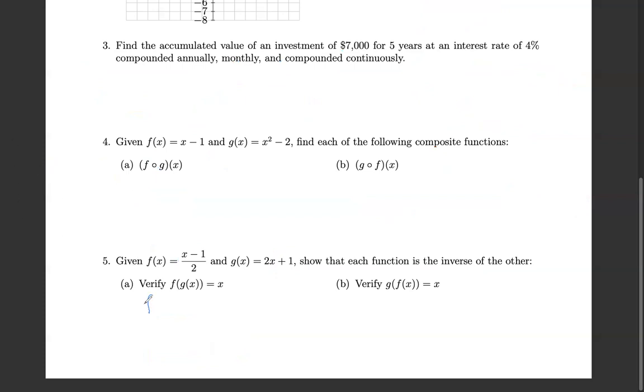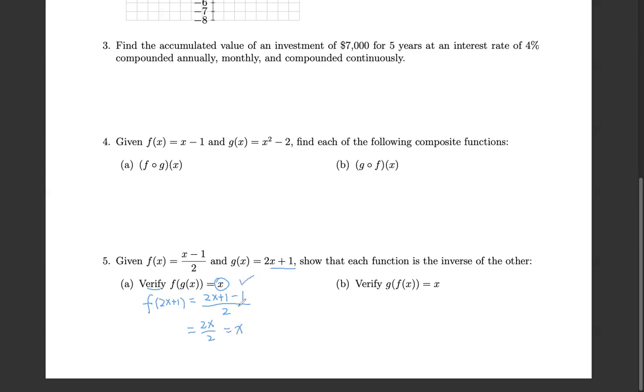So let's do f of g, right? g is 2x plus 1. So let's say it breaks it down: 2x plus 1, and we want to verify if this equals x. So f takes g, then the function is defined as input, subtract 1, divided by 2. So our input is 2x plus 1. Input, subtract 1, divided by 2. 1 minus 1 is 0. We have 2x divided by 2. 2x divided by 2, indeed, equals x.